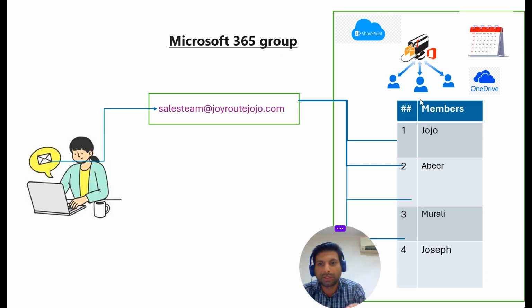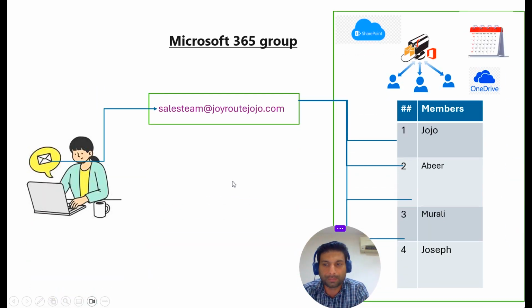In addition to this shared mailbox, Microsoft 365 groups provide a shared calendar, OneDrive space, and SharePoint site for document storage and collaboration. Members can communicate via Microsoft Teams, share files, and collaborate on documents in real time. So all these are the benefits of Microsoft 365 group. This is the major difference between distribution group and Microsoft 365 group.